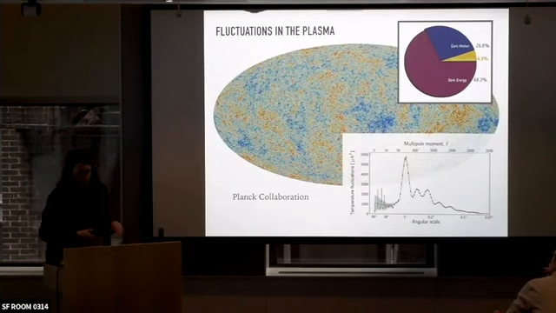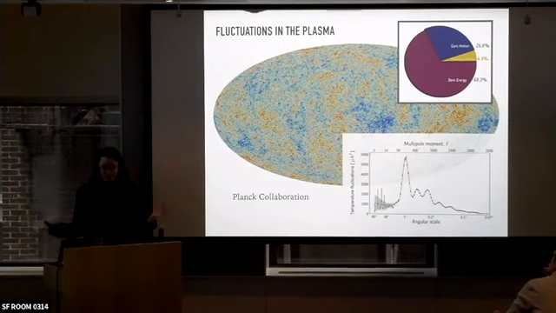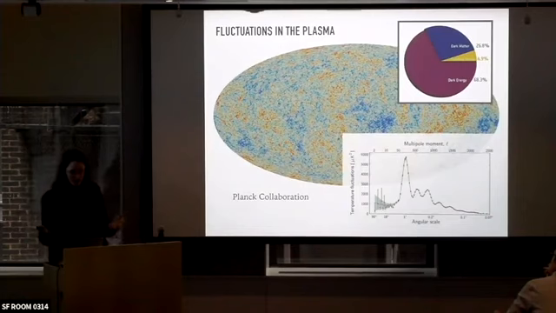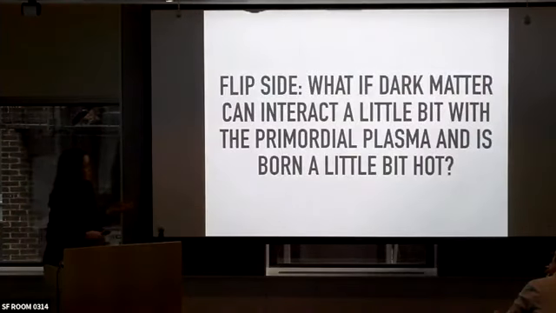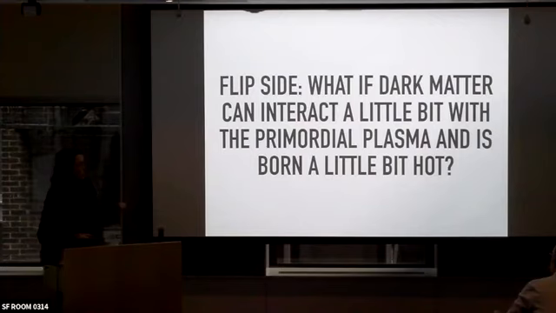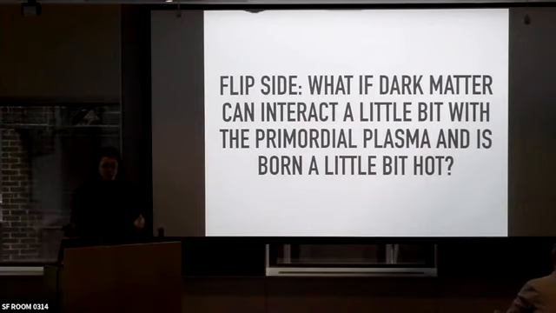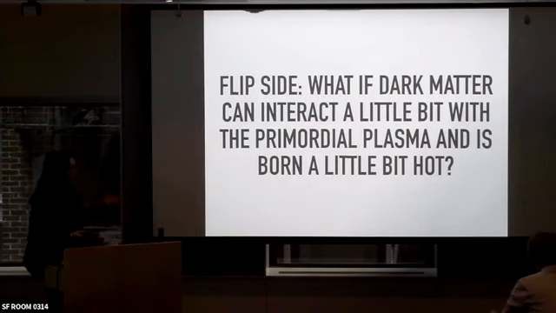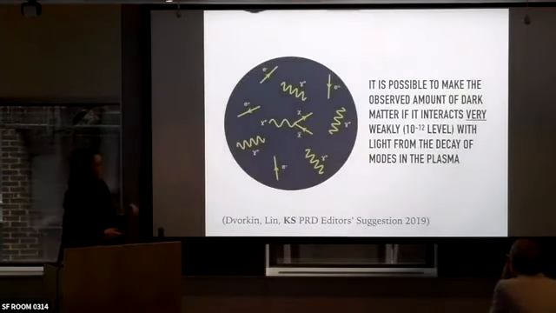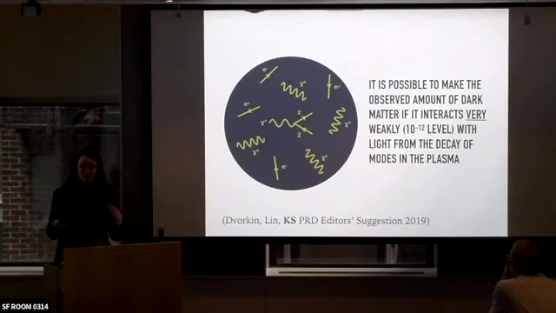But now, okay, you're probably sensing a theme. I want to push on some of the assumptions and ask to what extent we can quantify how far we can violate some of these things. So the flip side is, what if dark matter could interact just a little bit with the primordial plasma, and what if dark matter was born just a little bit hot? It turns out, when thinking about this question, me and some collaborators realized that it is possible to make the amount of dark matter that we see in our universe.